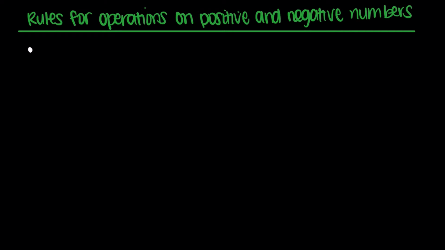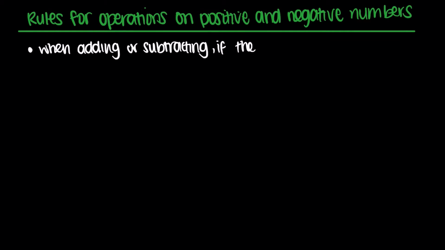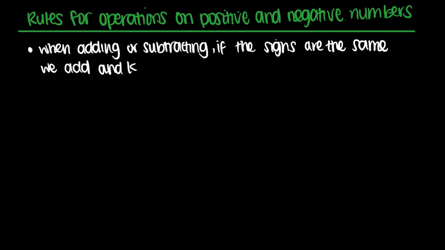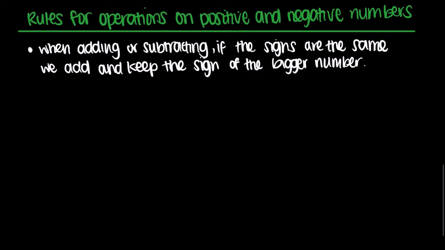Okay, so next we're going to talk about rules of operations on positive and negative numbers. First rule. When adding or subtracting, if the signs are the same, we add and keep the sign of the bigger number. For example, 3 plus positive 5. Well, the signs are the same, so we add. So it's 3 plus 5, which is 8, and we keep the sign of the bigger number, which is 5, and the sign in front of the 5 is positive, so it's a positive 8.